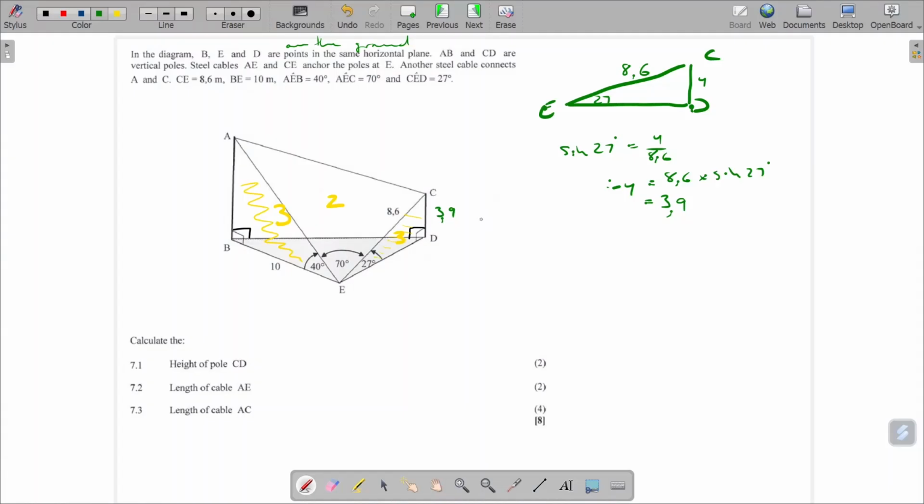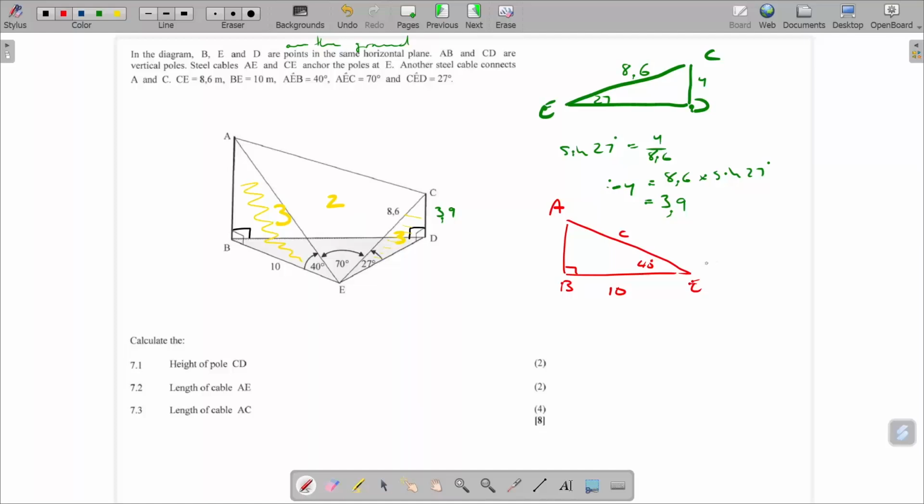Now the length of cable AE. Again, I'm going to do the same thing and redraw the diagram. There is AB, there is BE. We know that's right angled. We know that that is 10. And we know that the angle of elevation here was 40 degrees, and they want us to find AE, so let's call it C for want of a better letter.